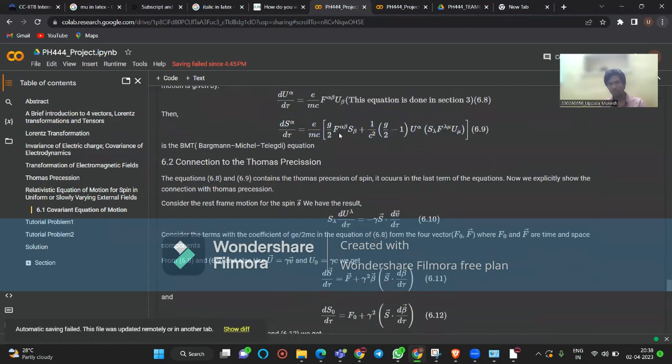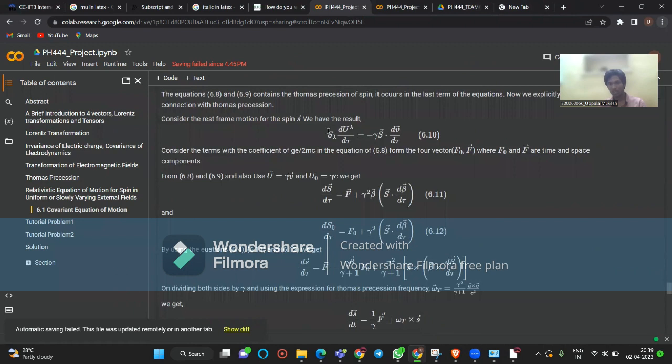Now in this equation, the last term is connected to the Thomas precession of spin. Now we are going to explain how that is. Now this is a result: s lambda into du lambda by d tau equal to minus gamma into s bar dot dv by d tau.